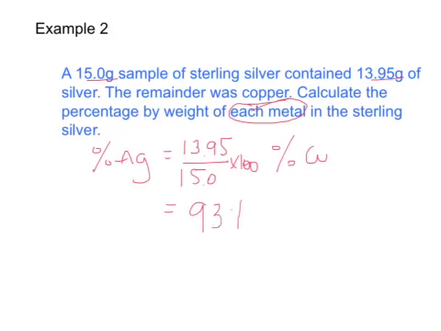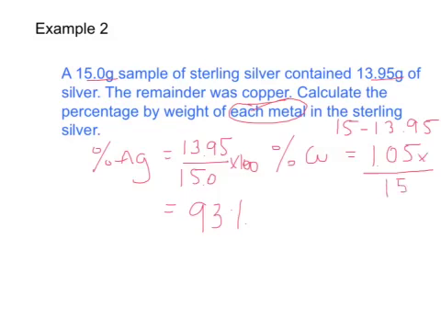So the copper would be a little bit different. In this instance, I'd go, okay, well, the total mass was 15, and if I know 13.95 was the silver, and I plug that in, then I'm left with 1.05 grams. We're assuming in this particular instance that that whole 1.05 grams is all copper. There are no other metals, as we've been told.